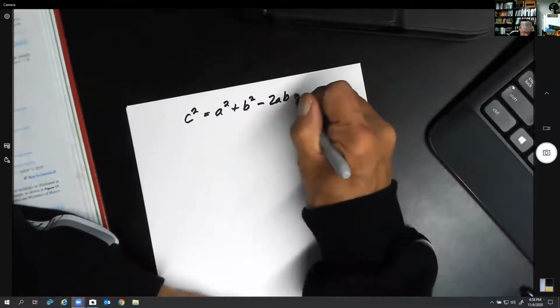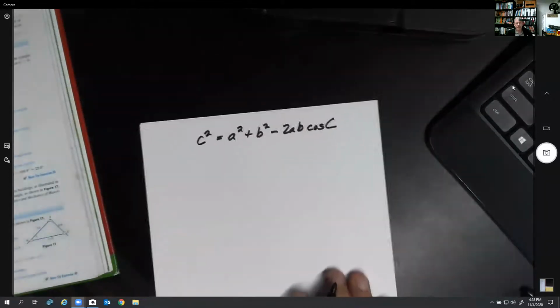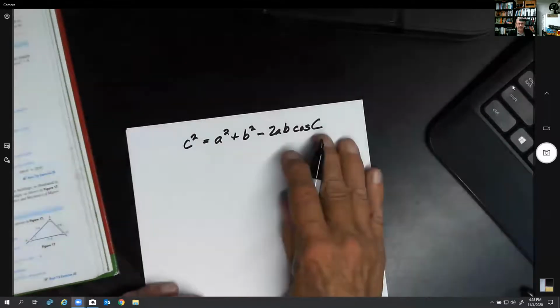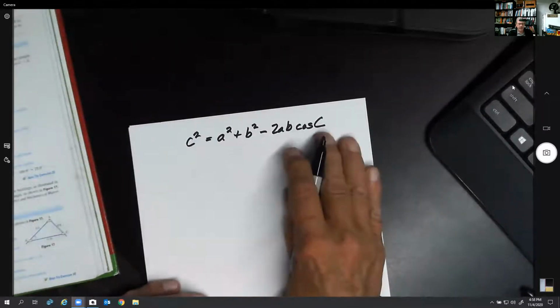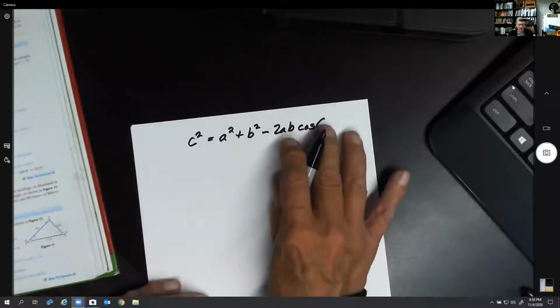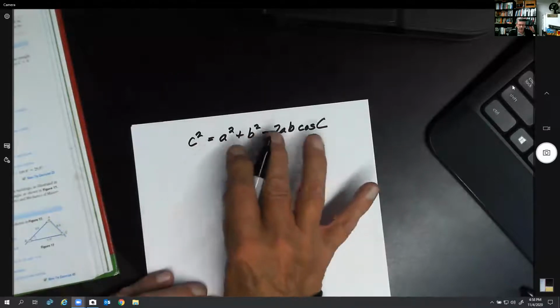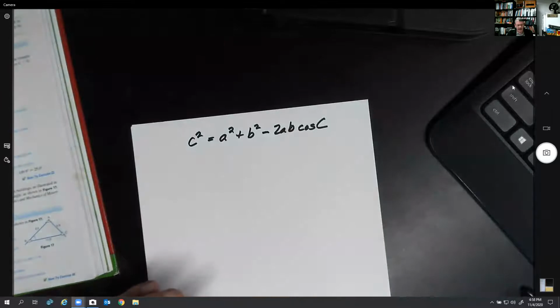Say we're trying to find C. Okay, so we have this, but we're actually looking for the cosine of C. There's two ways you can do it. You can put in all your numbers, but then the problem with that is it gets a little messy. So what you can do is rewrite the formula, but I'm going to show you a quick way to do it so you don't get all involved.